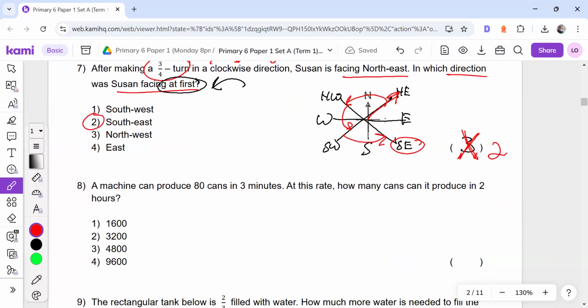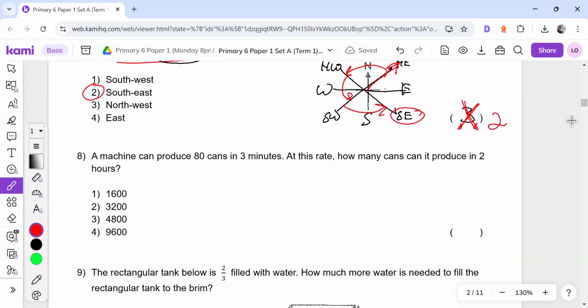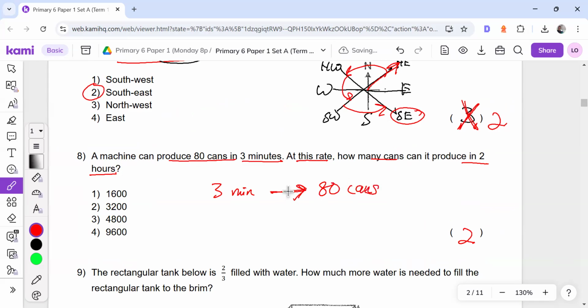Okay, let's go on. Question 8, shortcut. What's the shortcut? You will see later. The answer is number 2. Now, a machine can produce 80 cans in 3 minutes. At this rate, how many cans can it produce in 2 hours? This is a rate question. You must have the arrow. For those in my class, those are my students. Now, do you have the arrow sign? If you still don't have the arrow sign, it's not going to count already.